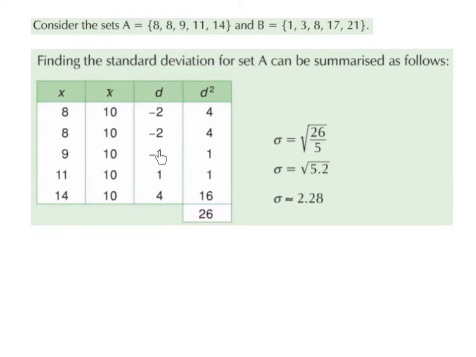Then we squared each of the differences. Minus 2 squared is 4. Minus 2 squared is 4. Minus 1 squared is 1. 1 squared is 1. 4 squared is 16. Then we added up all the squared differences, and 4 plus 4 plus 1 plus 1 plus 16 is 26. Then we divided 26 by 5 because there are 5 variables in our set, and we also applied the square root. So 26 divided by 5 is 5.2, and the square root of 5.2 is approximately 2.28 rounded to 2 decimal places.